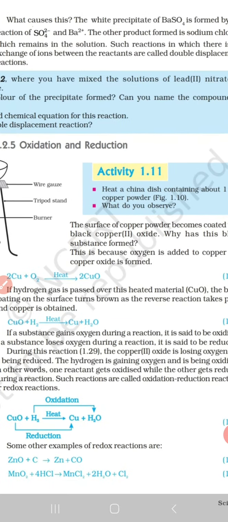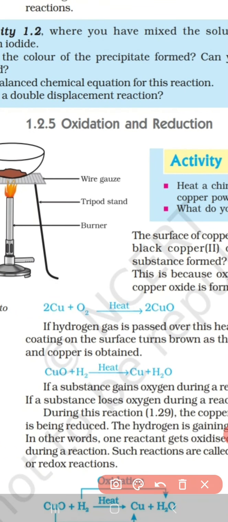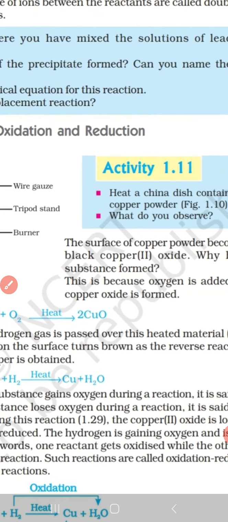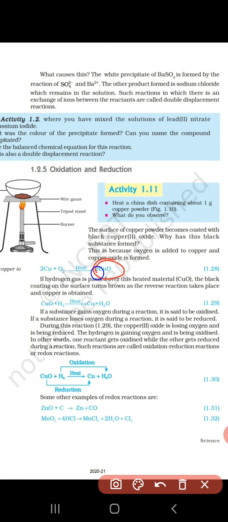Now here is one activity. Take a china dish like this, add copper like this and burn this copper with the help of a burner. What do we observe? We will get copper oxide. Cupric oxide, it is also called.